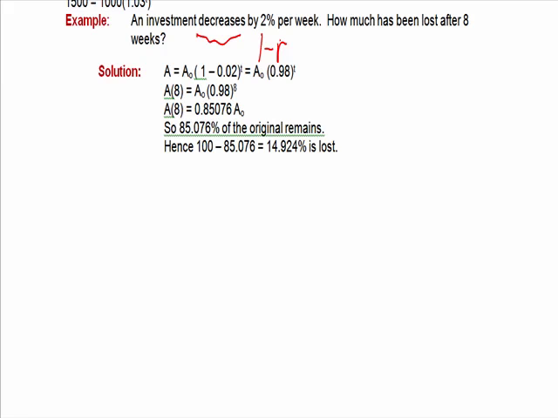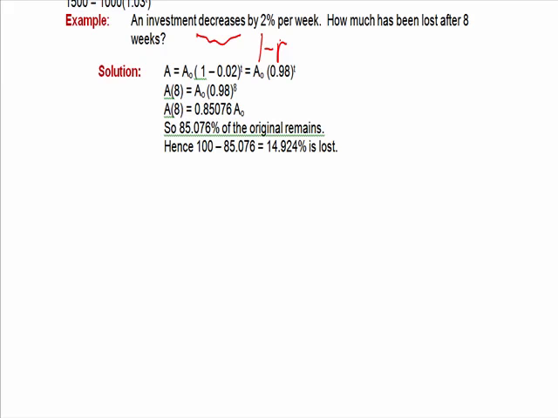And it doesn't matter whether that initial amount is 1 or 100 or 12. So I can just call it A sub 0. I'll have the same part of the whole left after 8 weeks, regardless of how much I start with. So now I want to know what part of the initial I have after 8 weeks. So I'm going to evaluate this function at 8 weeks.